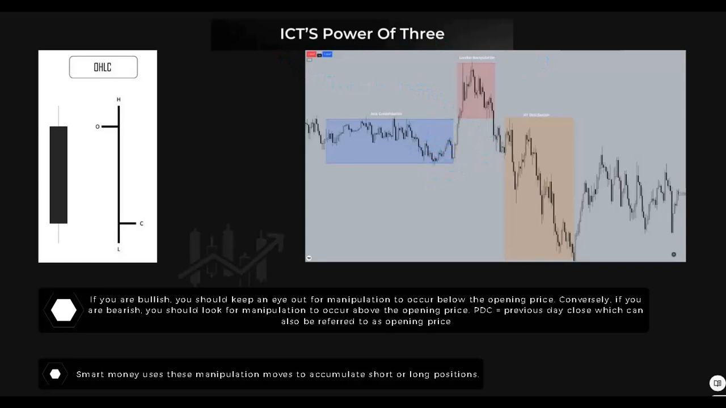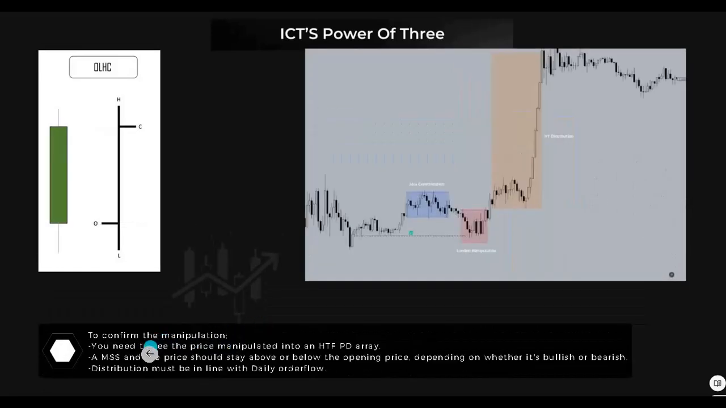Unless you are a seasoned trader and you know exactly what you're doing, only then can you trade the manipulation, because it is very, very tricky. Trust me. You need to focus on the distribution. To confirm the manipulation, you need to see the price manipulated into a higher time frame PD array. In this case, we have sell side liquidity in the form of these equal lows right here, and a mean threshold of this order block. So we have price reaching down into these relative equal lows and eventually into this mean threshold.